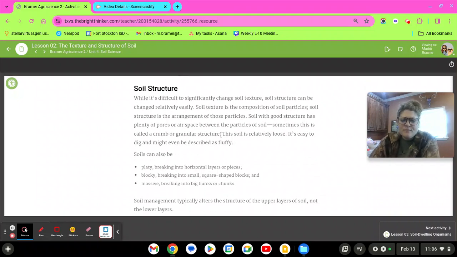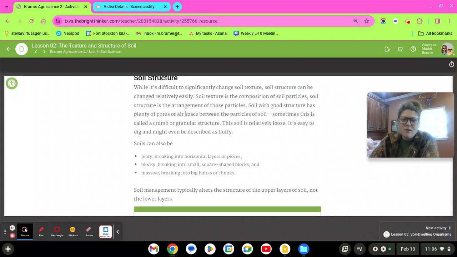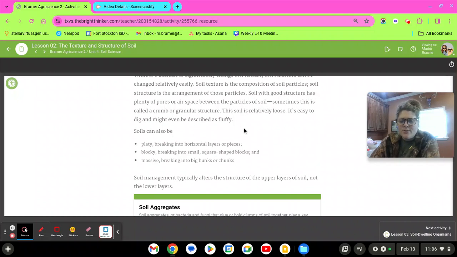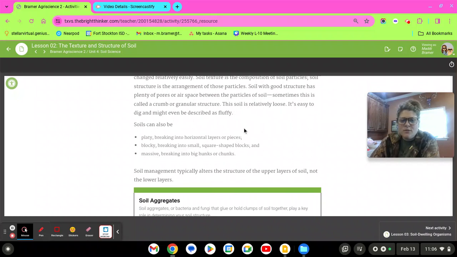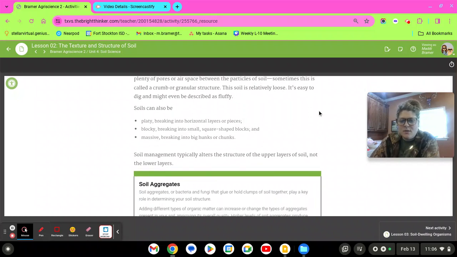Soil structure. It's difficult to change the soil texture. Soil structure can be changed. Soil texture is those particles. Soil structure is the arrangement, so how those particles are together. Soil with good structure has plenty of pores and airspace between the particles of soil. It can be called crumb or granular structure. The soil is relatively loose, it's easy to dig, and it could even be described as fluffy.